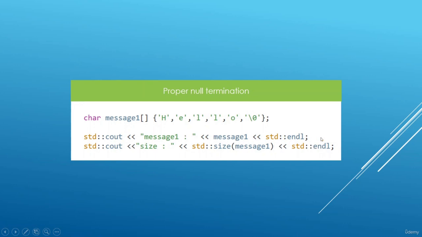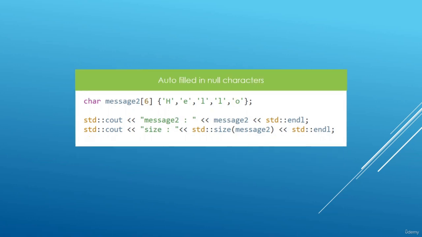And if we print it out, we're going to see the size printed out properly if we do things like this. But it is possible to get this autofilled for us. If you look here, we have a character array called message2. Inside we have said that we need 6 elements, and we say hello. So we have 1, 2, 3, 4, 5 elements.